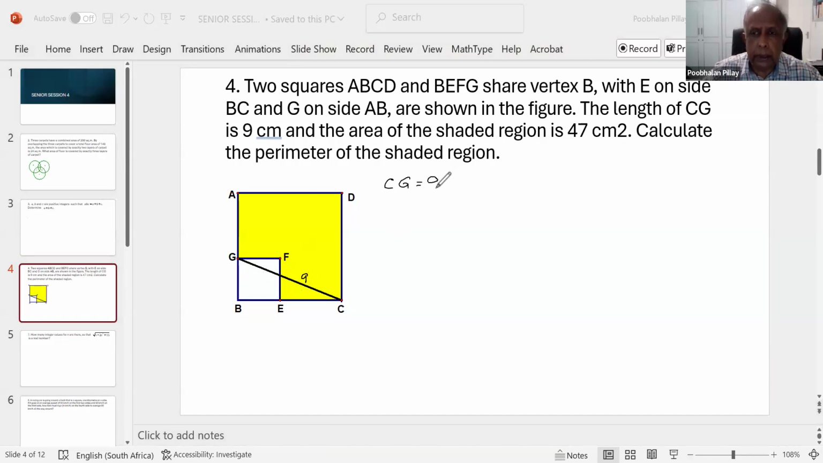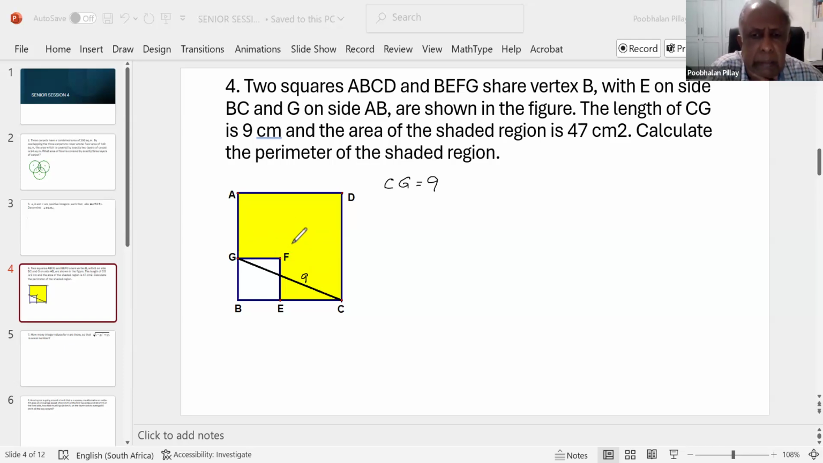Let's record that. CG equals 9. And the area of the shaded region, also they did give the diagram because there's a shaded region, is 47 square centimeters. Now this is a very funny looking shape here. We need to have an equation to create that 47. All right, now how do we do that?